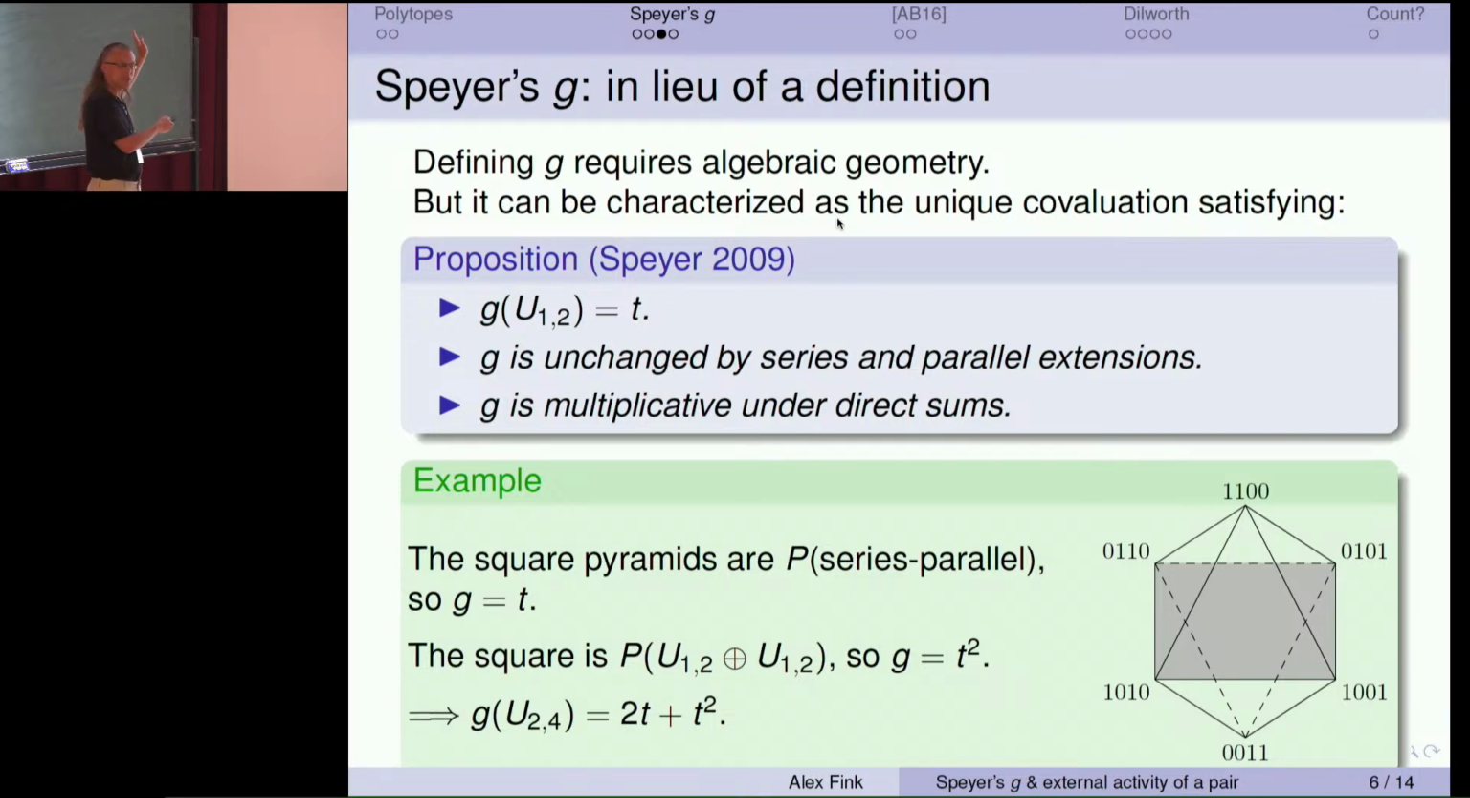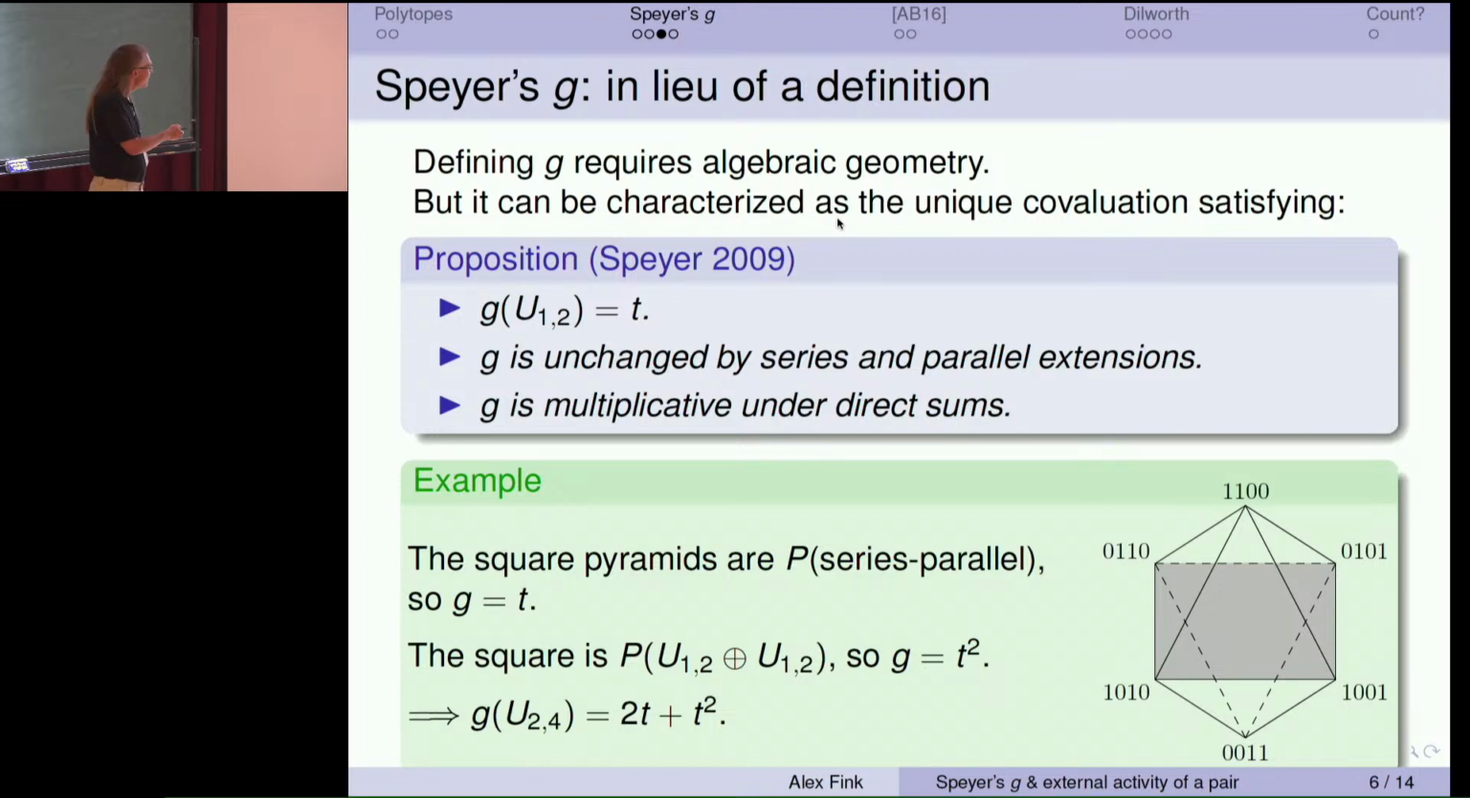Matroids with loops and co-loops I'll ignore because they will always lie on the boundary of the polytope. So the smallest matroid without loops and co-loops is U12. That'll be my base case. G of that thing is T. If you make series and parallel extensions, this G doesn't change. So in fact, G of any series parallel matroid is just T.